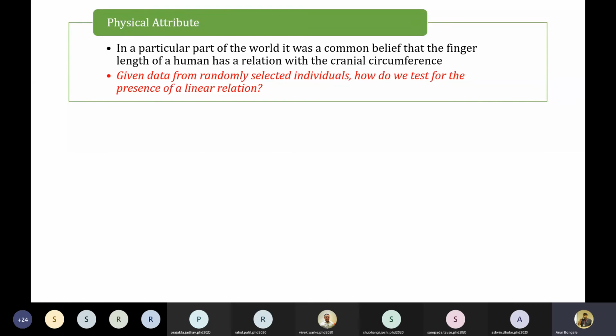So what is linear regression? Do you have any idea? Where the relationship can be set by a linear line equation. Okay, right.